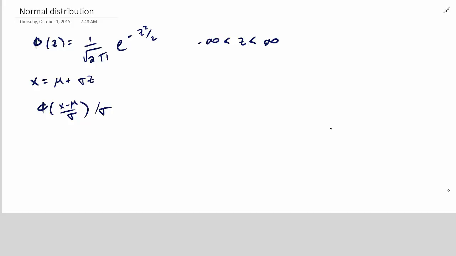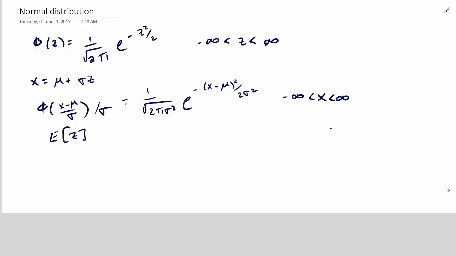So we can write out the non-standard normal density as a simple function of the standard normal density, and the non-standard normal density looks like 1 over square root 2 pi sigma squared, e to the negative (x minus mu) squared over 2 sigma squared. Again, from minus infinity less than x less than plus infinity. For the standard normal distribution, all of the odd moments are 0. So the expected value of Z, the expected value of Z cubed, and so on are all 0.